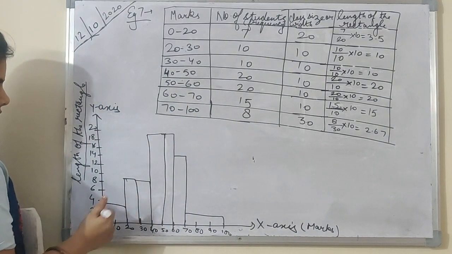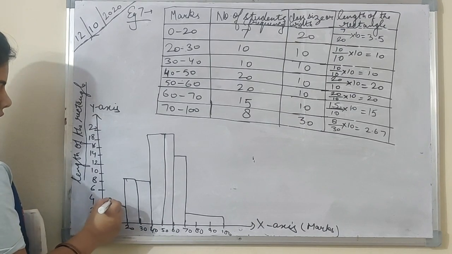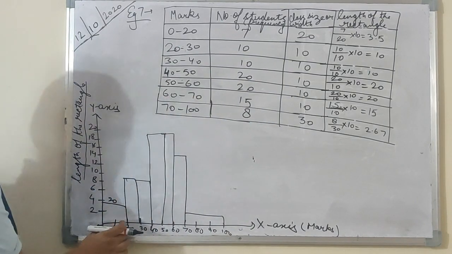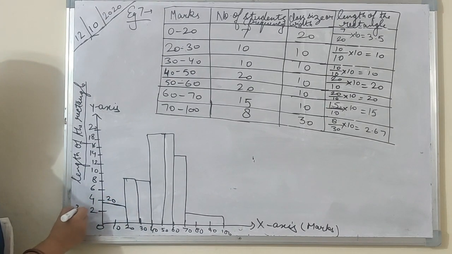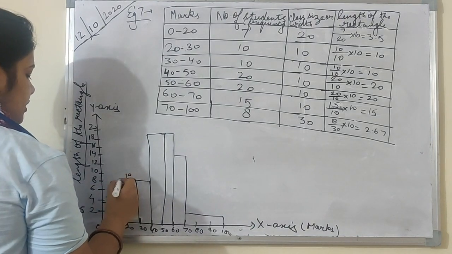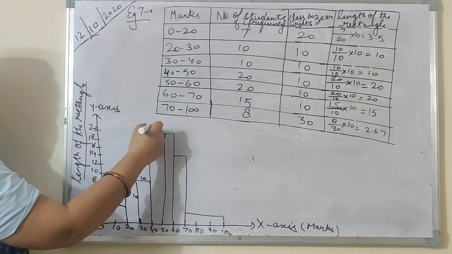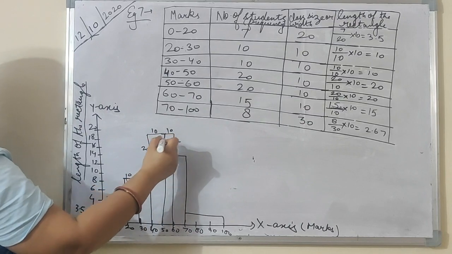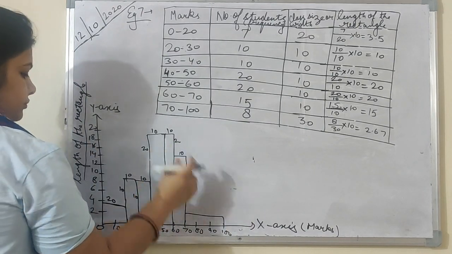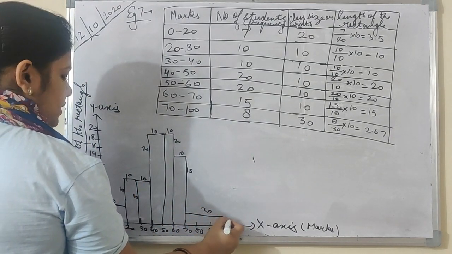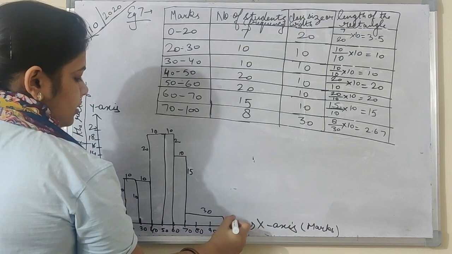First I am finding the area of this rectangle. Here you will see that the width given to us is 20. Then the length is, take it as breadth or width, 3.5. Similarly here, the breadth is 10 and the length is again 10. Similarly here 10, 10. Here 10, 20. Here 10, 20. Here this is given as 10, this is given as 15. Here this is given as 30, and this is given as 30. And this is given as approximately 2.67.